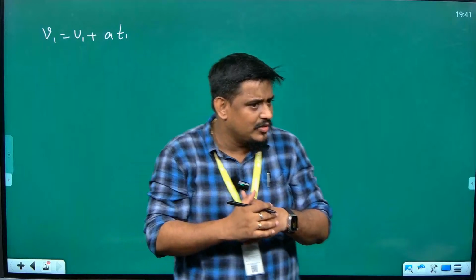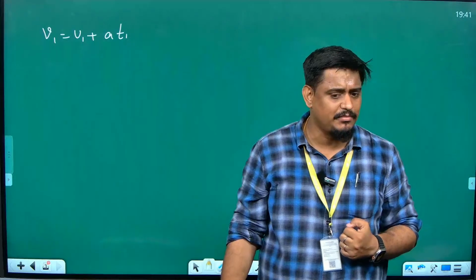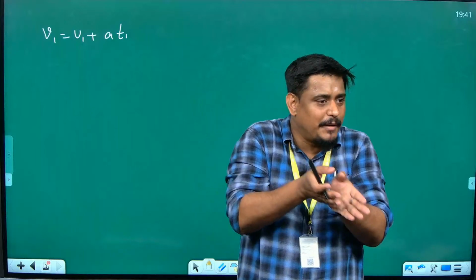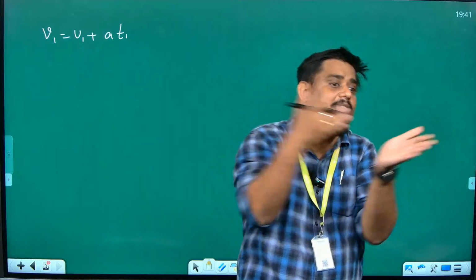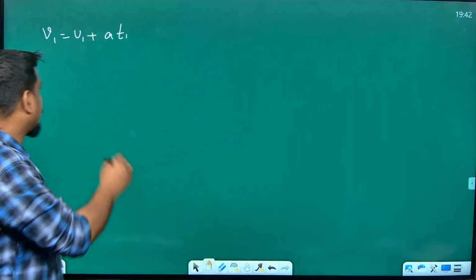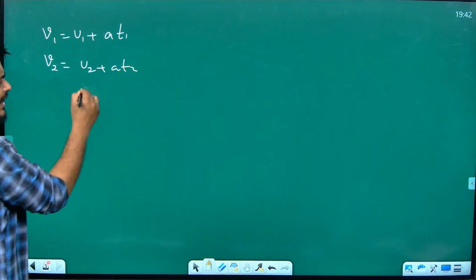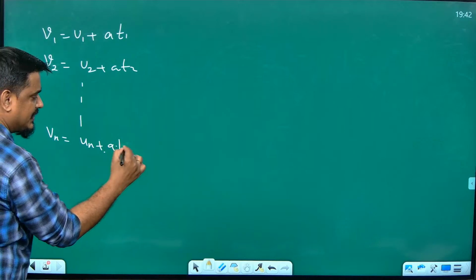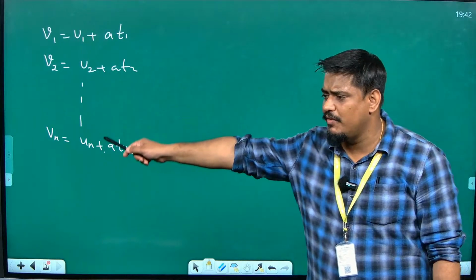Now, do you think all the electrons in this conductor will have the same relaxation time? No. Somebody may hit in less time, somebody may hit very late because it has more space, and something will hit immediately because it has less space. T1 will not be the same. T1, T2, T3, like that. Different electrons will have different equations, like V2 is equal to U2 plus AT2. Like that, I can make Vn equal to Un plus ATn. So I got the values of V1, V2, V3, V4, V5 up to Vn.